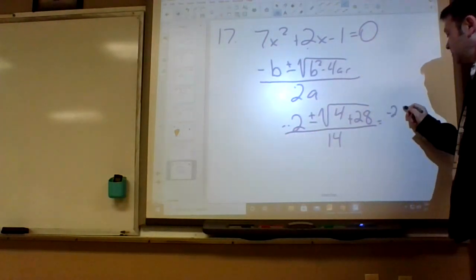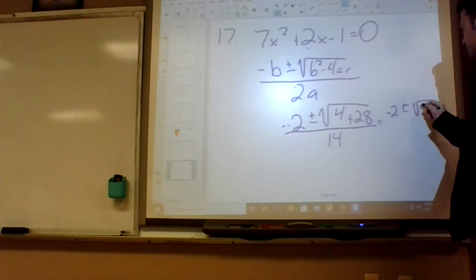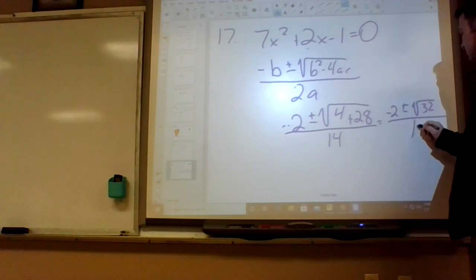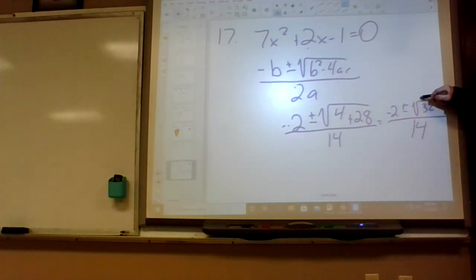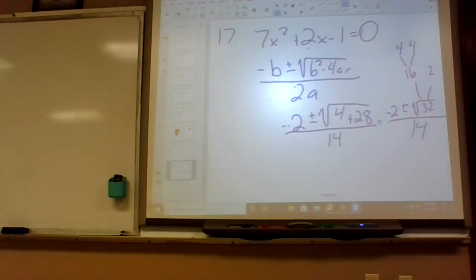Why would we put b equal to 2? Oh wait, no, okay, that was just the equation. 32 is actually 16 times 2. So it's 4 square root of 2. Yay.